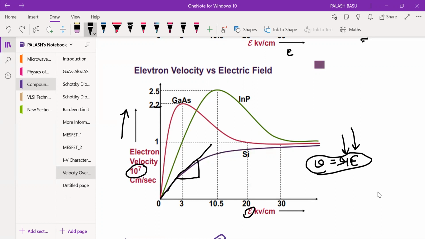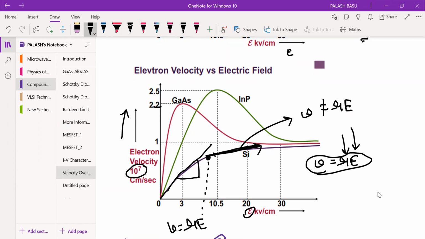After this part, up to this level, you can approximately think of it as V is equal to mu E, right? Beyond this, what we have observed is that the curve is saturating, and the moment it is saturating, V equal to mu E is no longer valid.